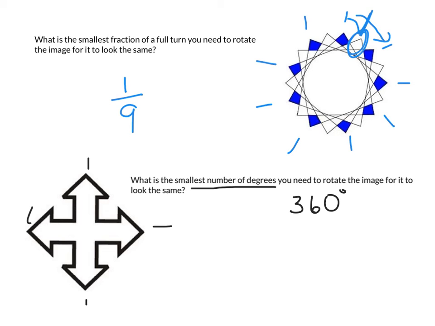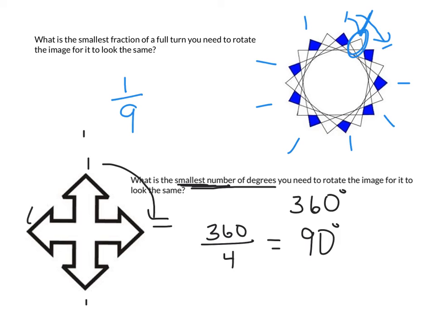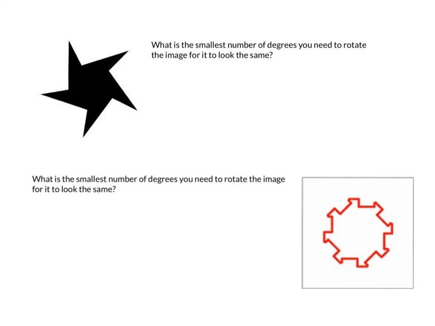For this one, where it has 4 congruent pieces, to find the smallest number of degrees we take 360 and divide it by the number of congruent pieces. 360 divided by 4 gives us 90. So if we rotate this 90 degrees, it will land right on top of itself. And if you know anything about 90-degree angles, that looks like a 90-degree angle. So that checks out.